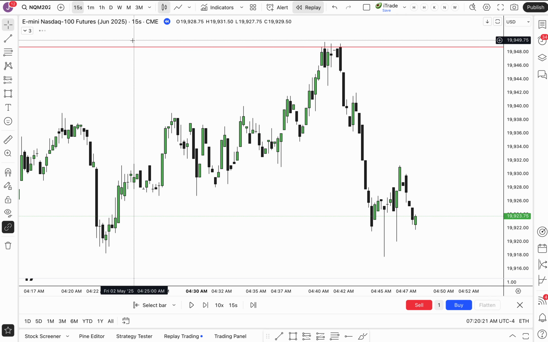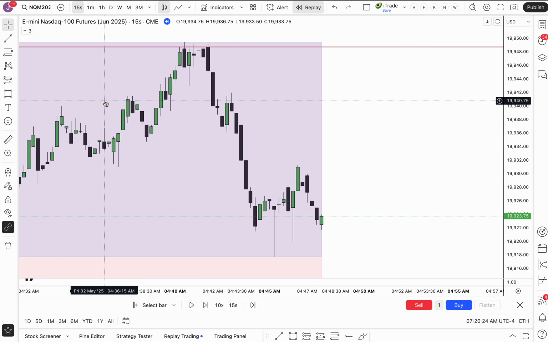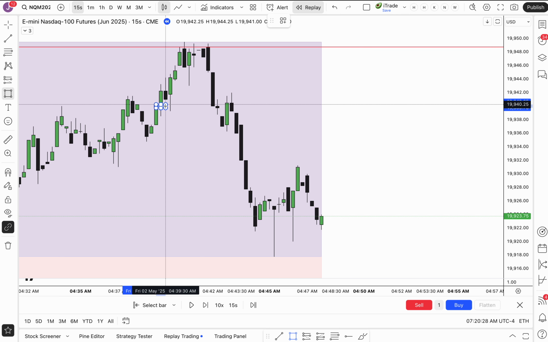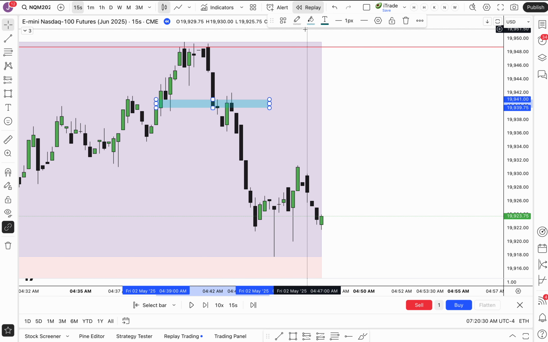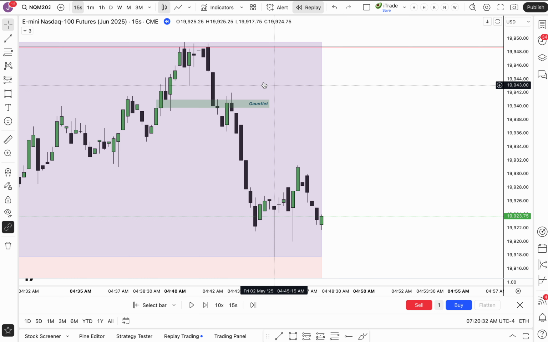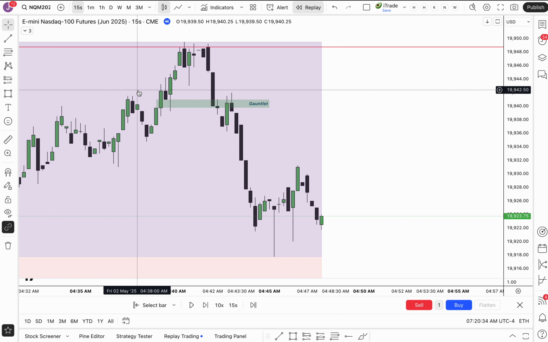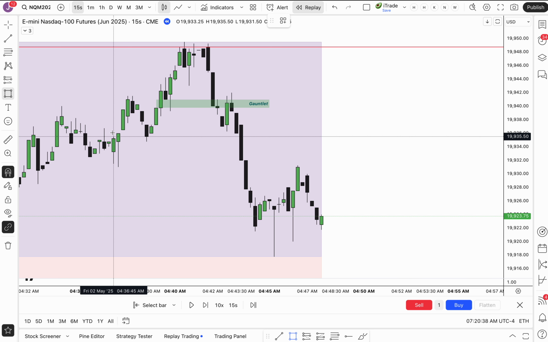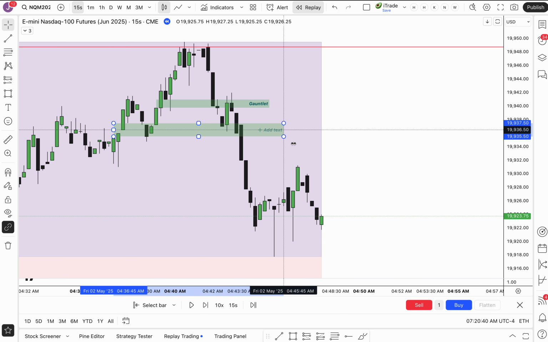See what this looks like. Okay, we have one here, 15 seconds, so this becomes the gauntlet. So this could be the gauntlet as well, depending on how you're viewing it.